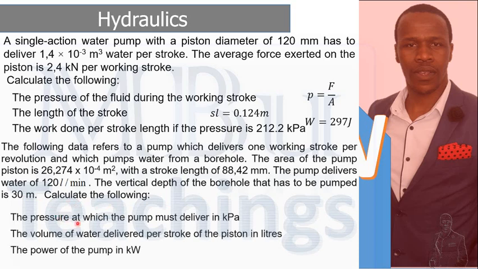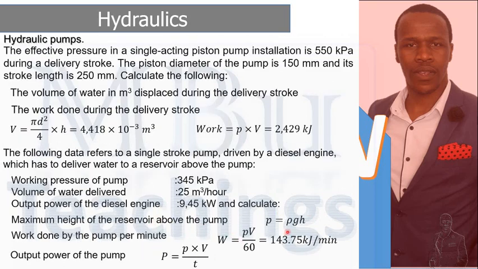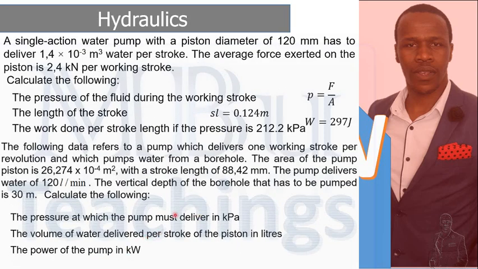Now we are asked to calculate the pressure at which the pump must deliver in kilopascals. That's number 1. Number 2, the volume of water delivered per stroke of the piston in liters, and finally the power of the pump in kilowatts. As you can see, this example much resembles this previous example. They are very similar, so I will let you prove it or do it in a similar fashion with that one.